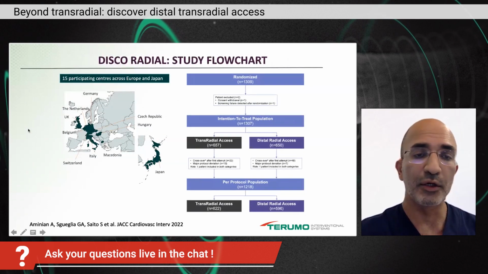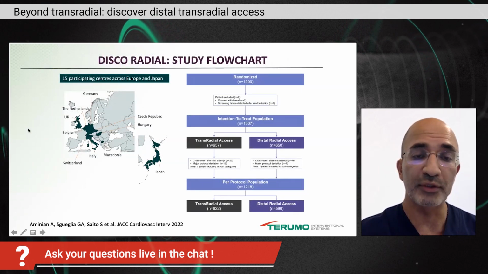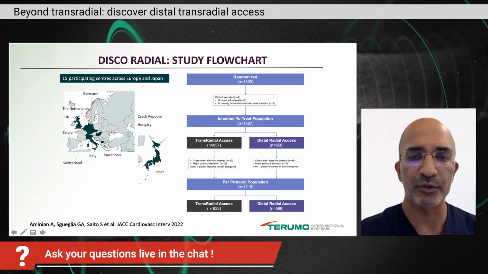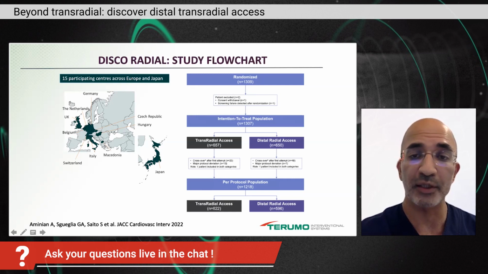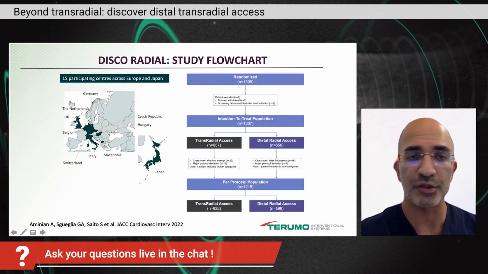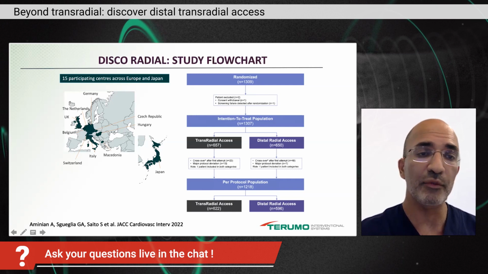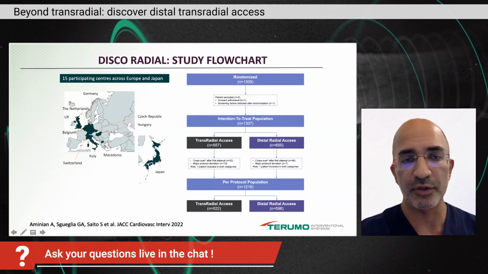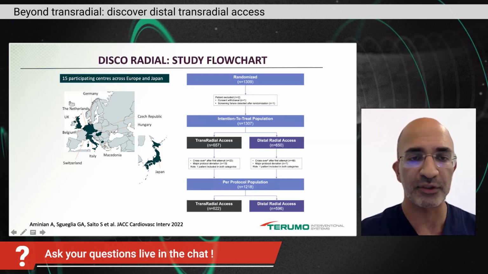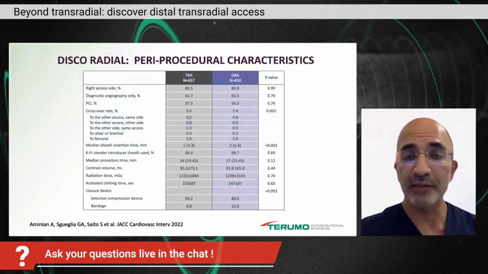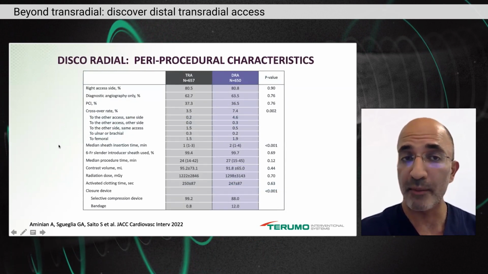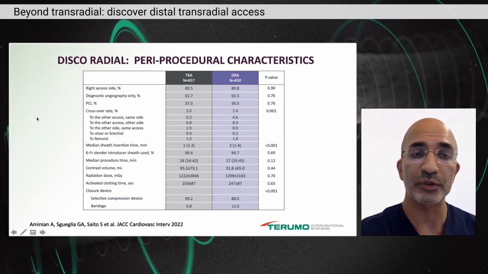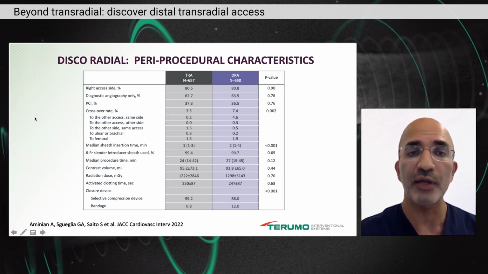So the inclusion was performed over a 20-month period, which was slowed down a little bit because of the COVID pandemic, but we ended up with 1,307 patients randomized 1-to-1 to receive distal radial or conventional radial. This study was multi-center with 15 centers, mainly in Europe, and also one center in Japan, which was a center from Dr. Saito. If we look at the procedural characteristics of this trial, you see that the two groups were well balanced in terms of access side, which was the right radial artery in the vast majority of patients.